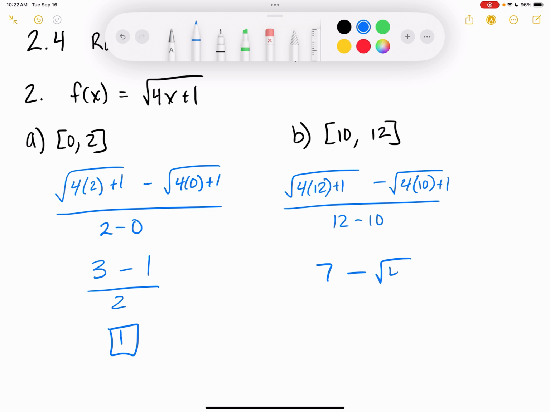And since the radical's on top, we can leave it just like that. Obviously, if you wanted to split it and have 7 over 2 minus square root of 41 over 2, you could also do that. But this is fine just to leave it like that.